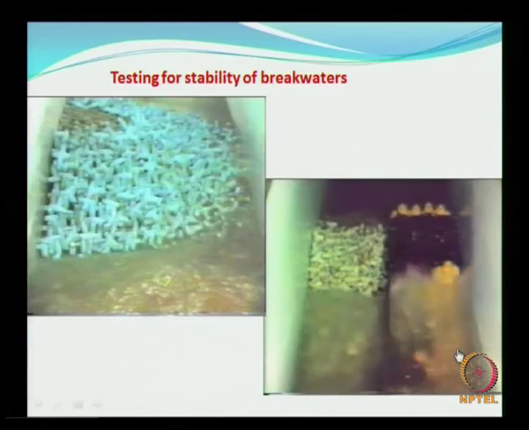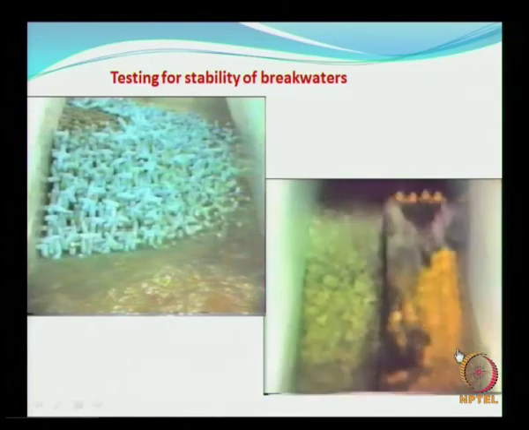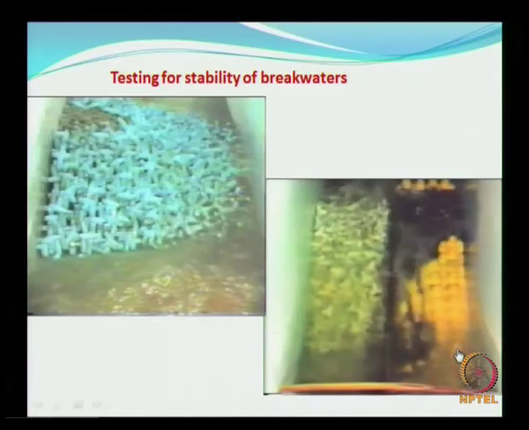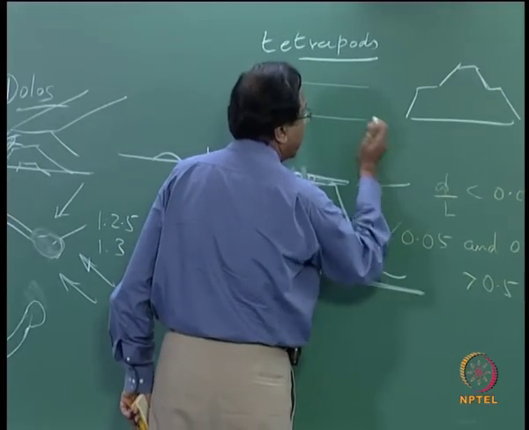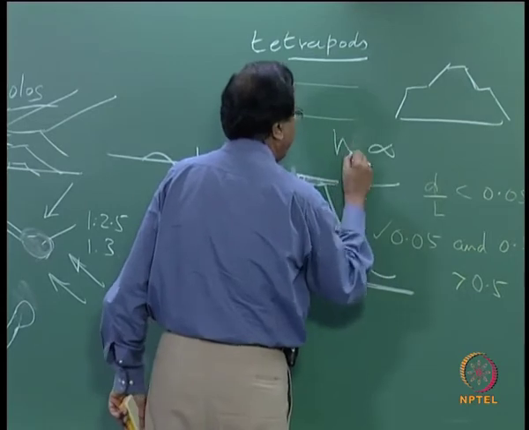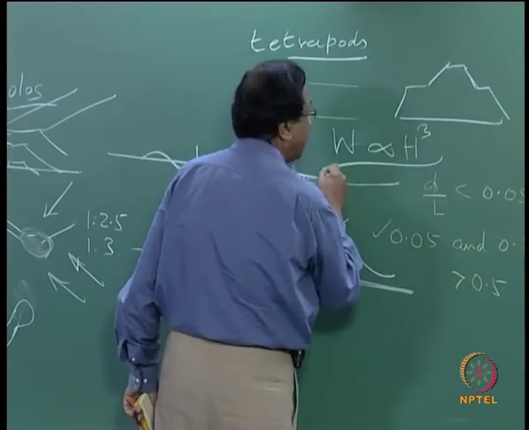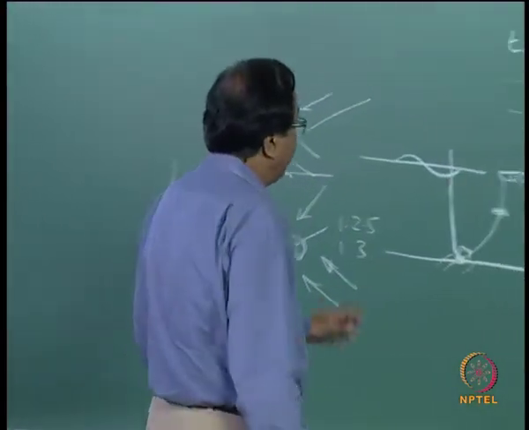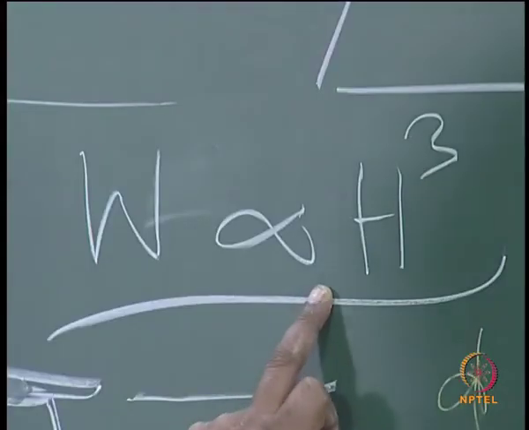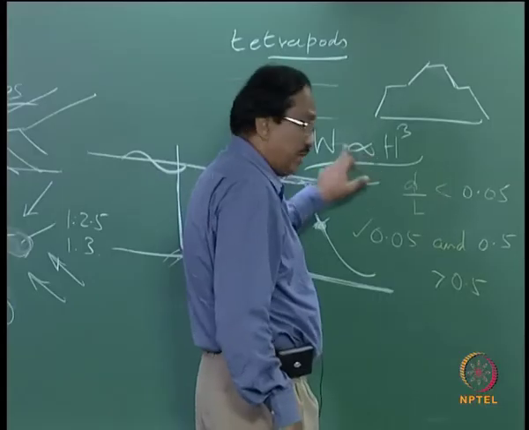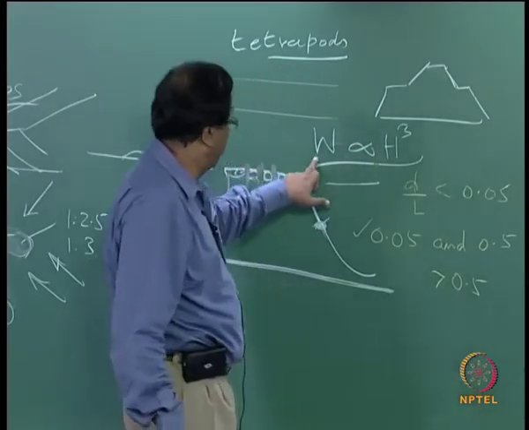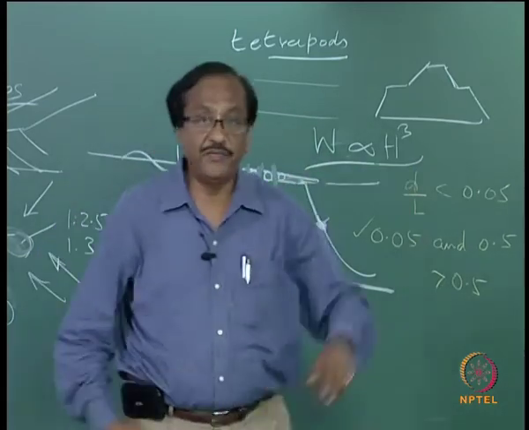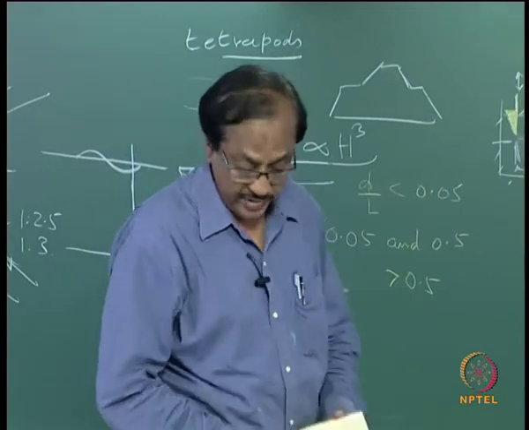The weight of these armor blocks is proportional to H cubed, where H is the wave height. It is all governed by empirical relationships. So although you have a formula to estimate the weight of the stone, you still need to verify with laboratory investigations.